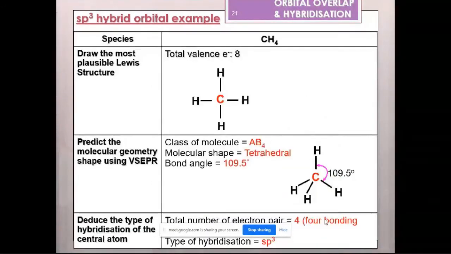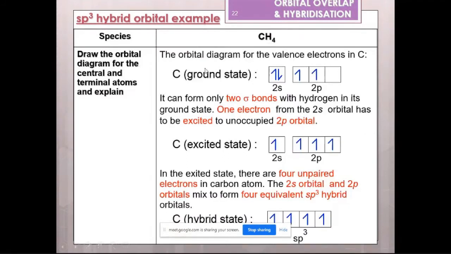Okay, now check for here. Based on this diagram, how many bonding pairs do you need? Adam, how many bonding pairs? 4. Okay. So this is the ground state for carbon. Carbon can only allocate 2 electrons only. Not enough. Just now you told me 4, but here only 2. That's why one of the electrons will be excited over here. Now it can form the 4 bonding pairs.